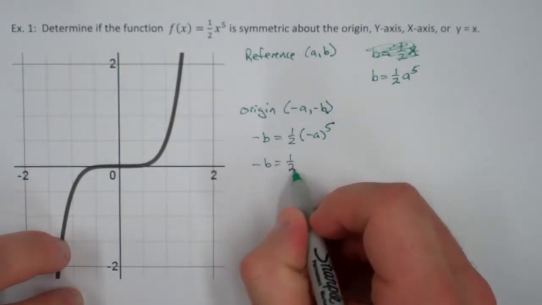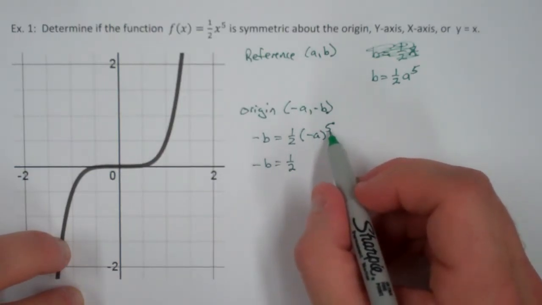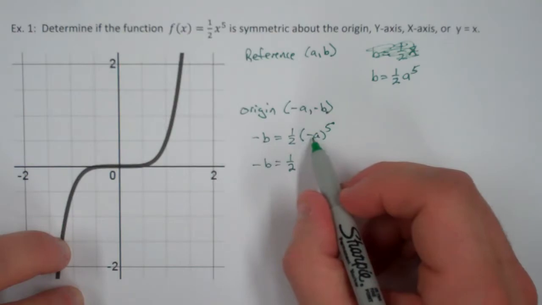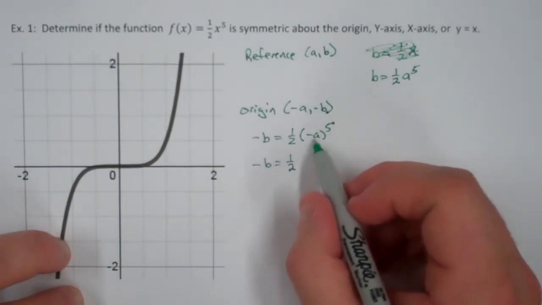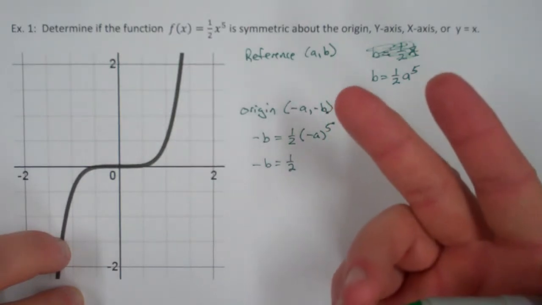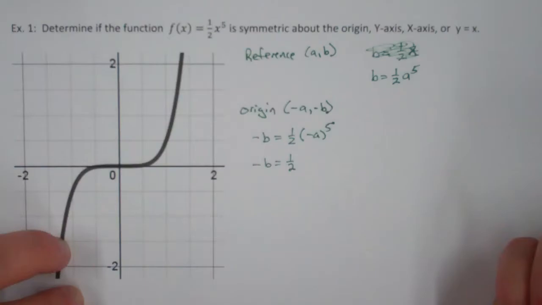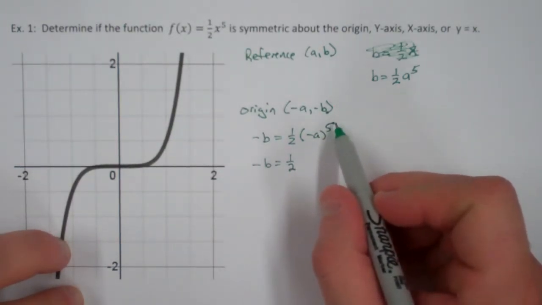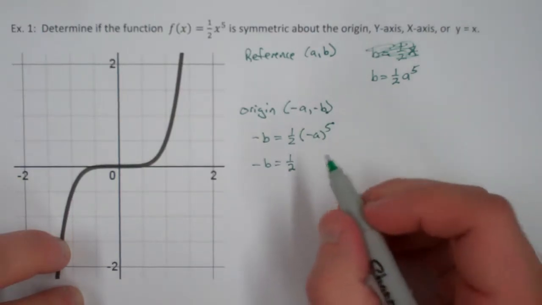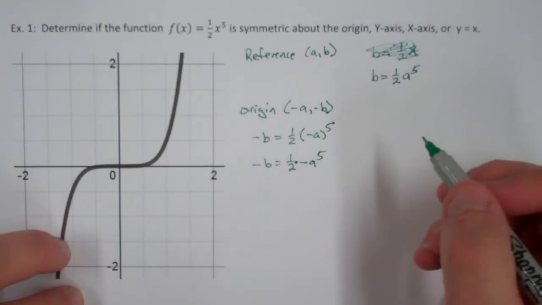Remember that anything that is raised to an odd exponent will have the same sign. The reason why is because you're going to be multiplying 5 negative a's together, and 2 negatives make a positive, another 2 negatives make a positive, and you'll have that negative left over. So the negative value raised to the 5th power, or any odd exponent for that matter, is going to be negative. So this is times -a to the 5th.